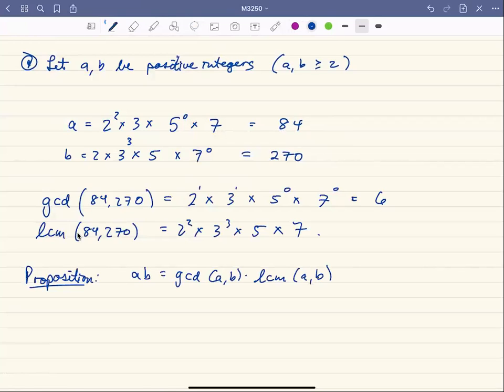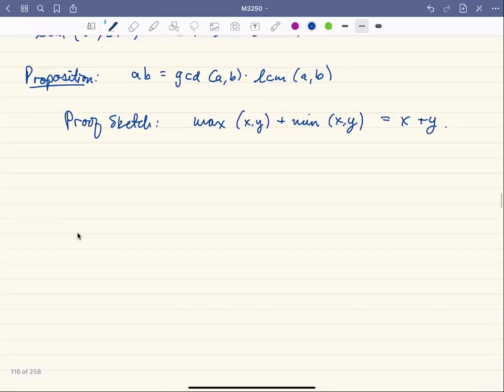So this is true. The way we prove this is that to find the GCD, we use the minimum exponent, and to find the least common multiple, we use the maximum exponent. This is kind of a proof sketch, but it follows from the fact that if you take the maximum of two numbers and add to it the minimum of those two numbers, you always end up with x plus y. Not a very deep fact, but this is essentially what the proof relies on. The details are in the lecture notes.